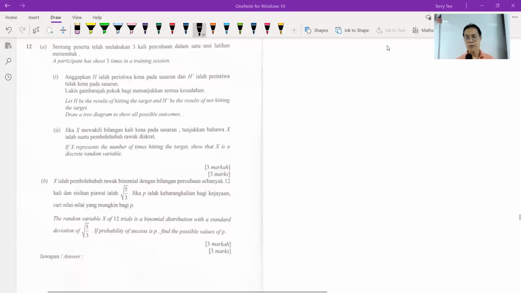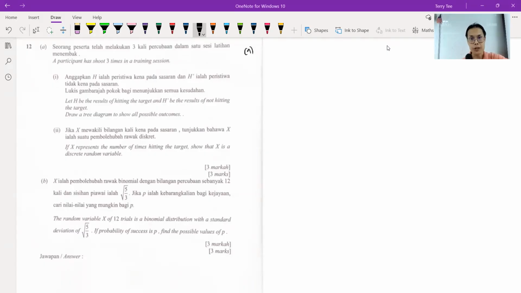Okay, question number 12. This is from probability distribution, or taburan kebarangkalian. So, seorang peserta telah melakukan 3 kali percubaan dalam satu sesi latihan menembak. Anggapkan H peristiwa kena sasaran, H is hit, H complement, H prime, is peristiwa tidak kena sasaran, miss. Lukiskan gambar pokok menunjukkan semua kesudahan.